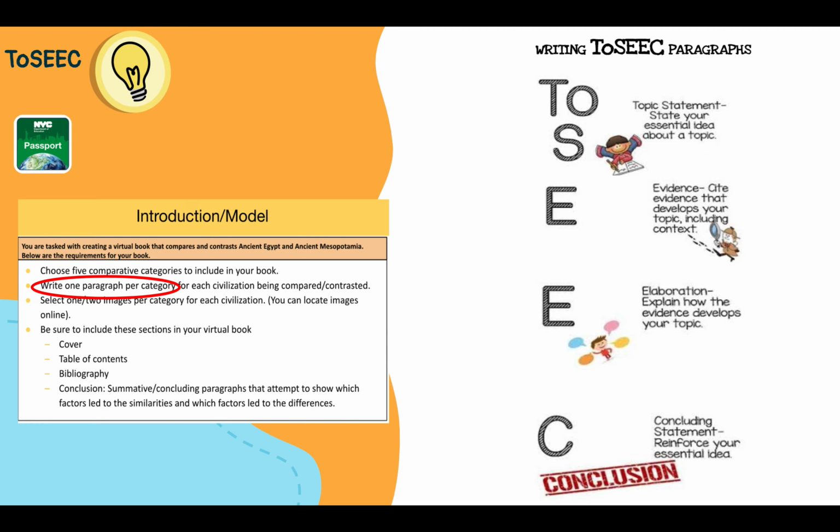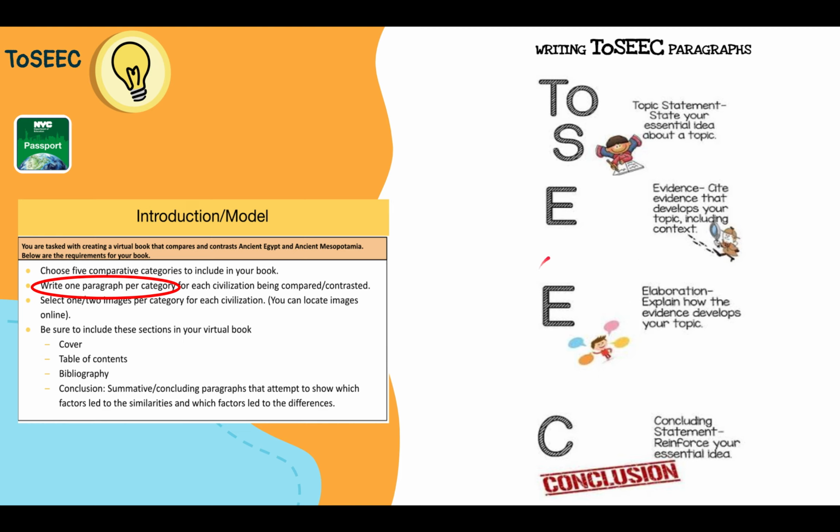Like I said, the ToSEEC strategy is an acronym. TOS stands for topic statement. This is where you're basically going to state your essential idea about a topic or introduce the topic or answer the prompt. It is followed by E, which stands for evidence. This is where you're going to cite evidence that supports your topic from a source.